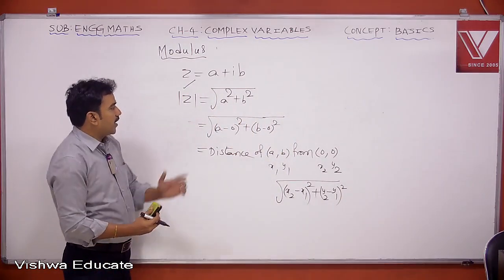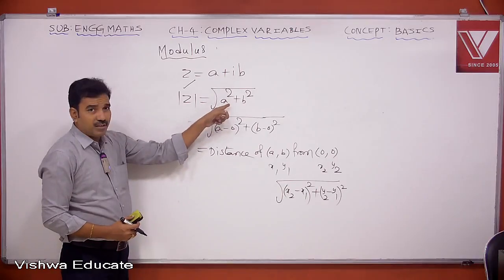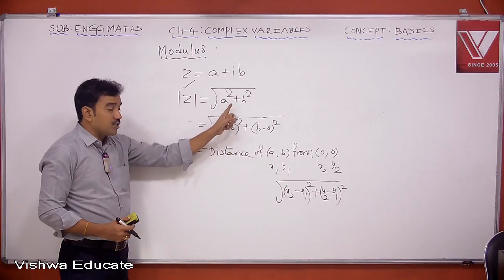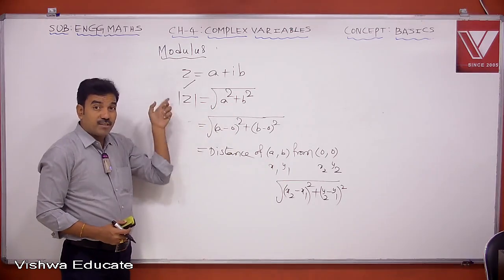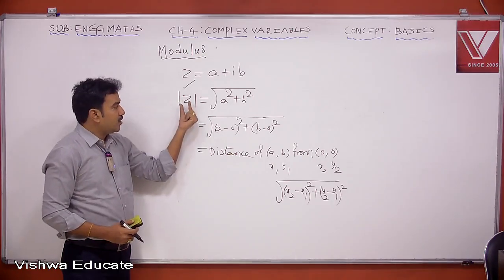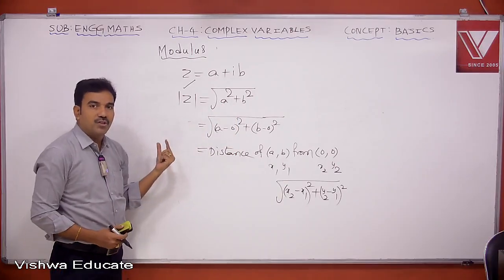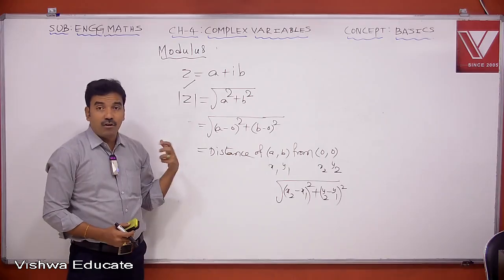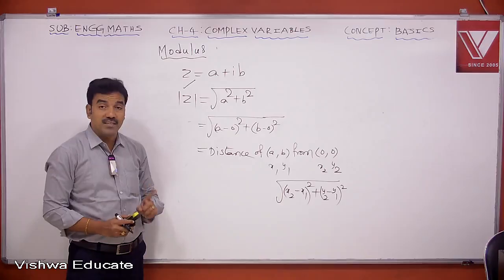Therefore, for a complex number like this, its modulus is defined as square root of a square plus b square. The previous one is the complex conjugate, that is z bar equal to a minus ib. Now this is mod z, and it is purely a real number. When you take the modulus of a complex number, the result is a real number. When you apply the complex conjugate to a complex number, the result is again a complex number. Try to understand the difference.